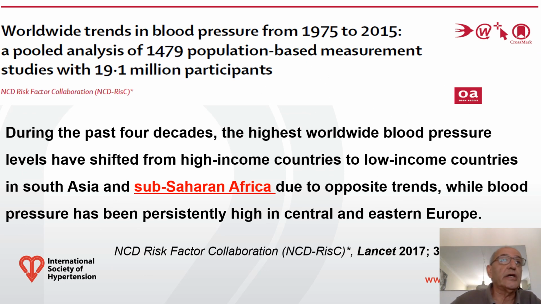If this was the situation in 1929, nowadays the situation is totally different. In this more recent paper published in The Lancet in 2017, the author says that during the past 4 decades, from 1975 to 2015, the highest worldwide blood pressure levels have shifted from high-income countries to low-income countries. And which low-income countries? Those in South Asia and in Sub-Saharan Africa.